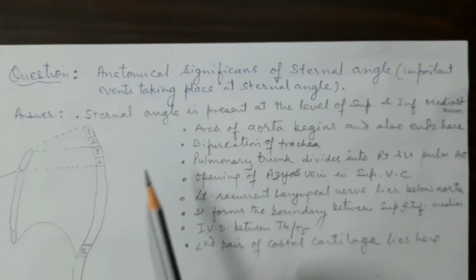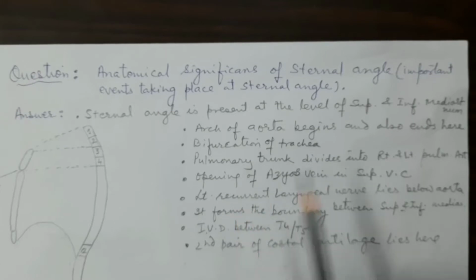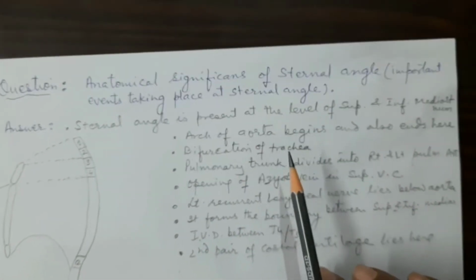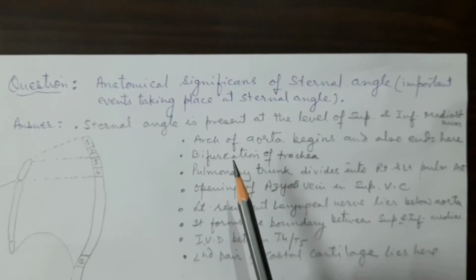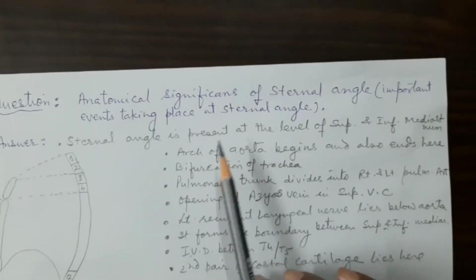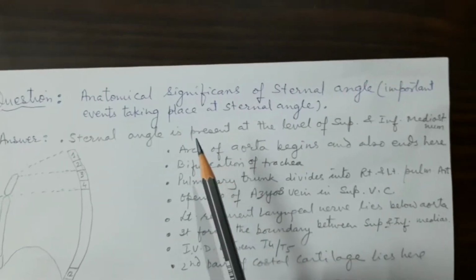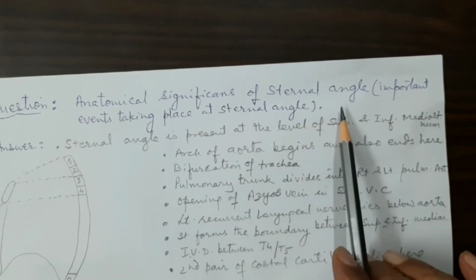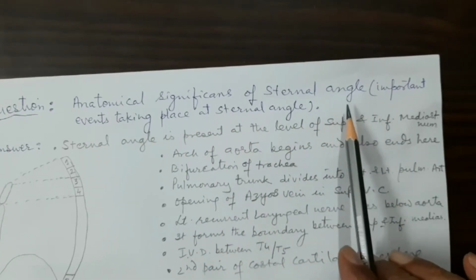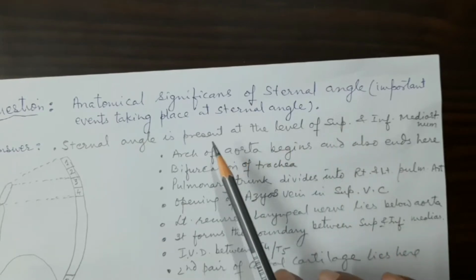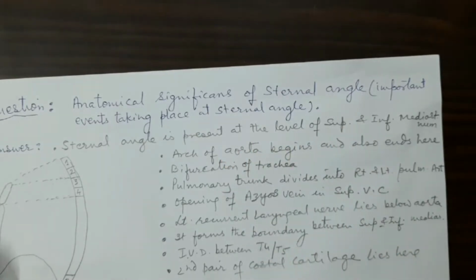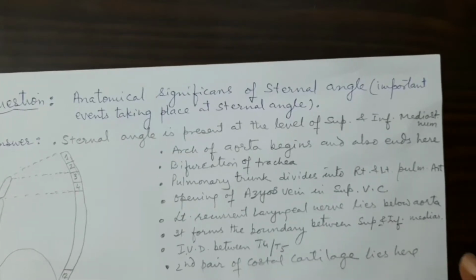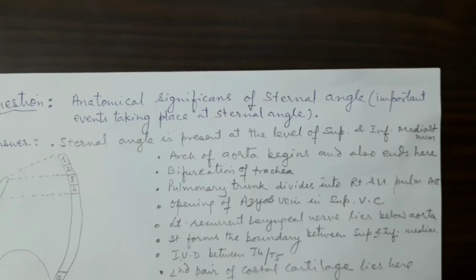Now the question is, this question may not be in the theory exam, but definitely this is a viva question which you will have to answer to the examiner during your viva, very frequently asked. The question is the anatomical significance of the sternal angle. That means what are the important events taking place at the sternal angle.